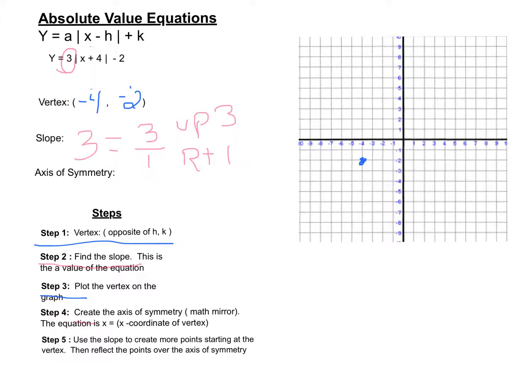Okay, create the axis of symmetry. Okay, so again, it's going to be x equals. Now what we're going to do is grab the x coordinate of the vertex, so negative 4. Now we're also going to create the line of the axis of symmetry, which is a vertical line through.